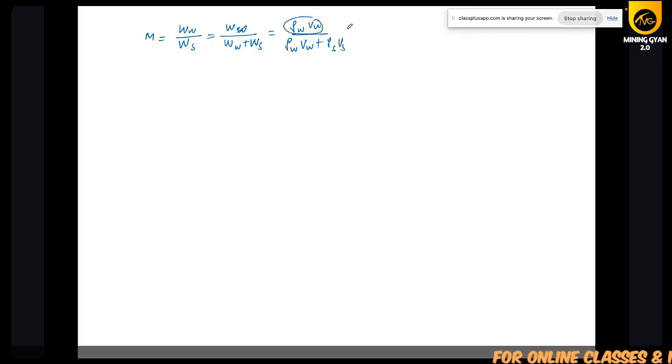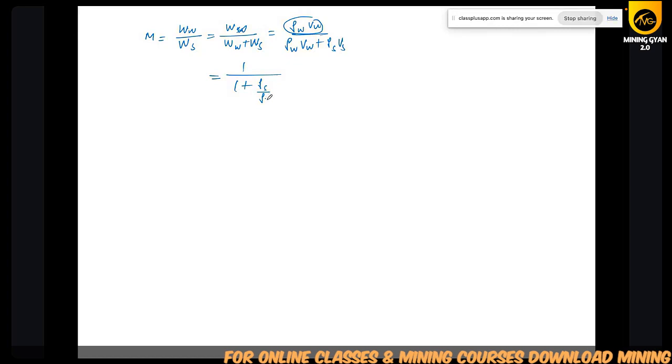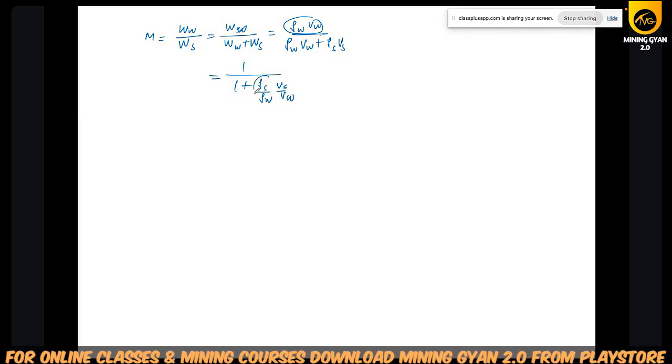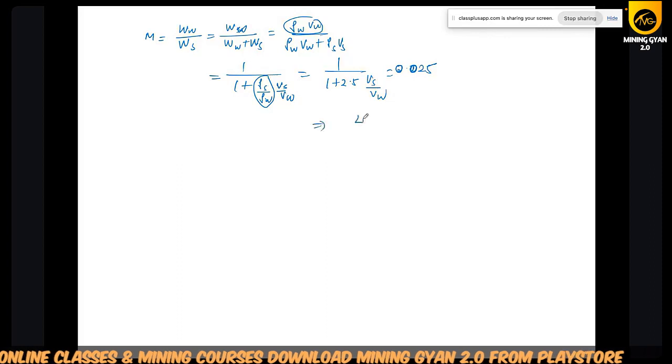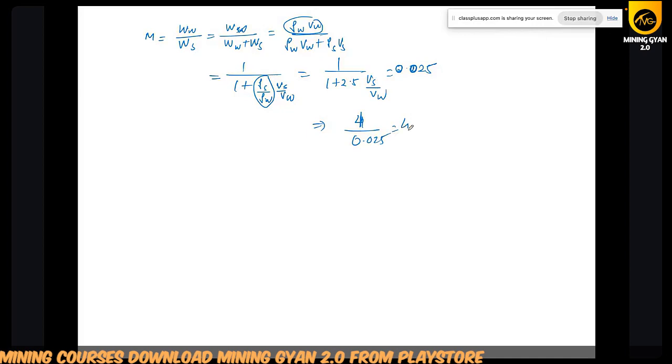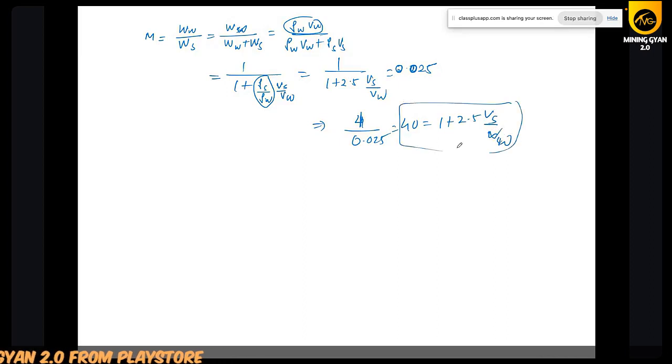We have divided this with this. So we get 1 by 1 plus rho solid by rho water, and volume of solid by volume of water. As we know, this is the specific gravity. It will be 1 plus 2.5 Vs by Vw, where they have given us 2.5. After dividing with 100, we calculated 1 divided by 0.025, which is 40, equal to 1 plus 2.5 Vs by Vw. From this, 39 divided by 2.5 is Vs by Vw.